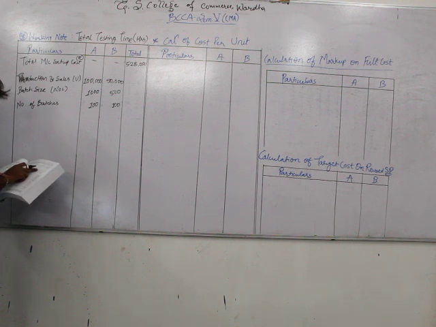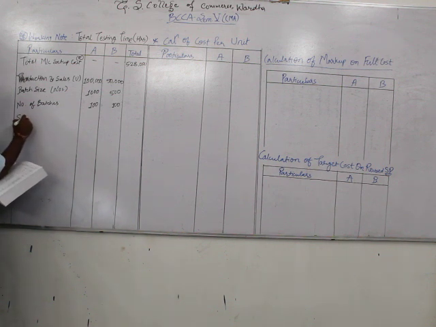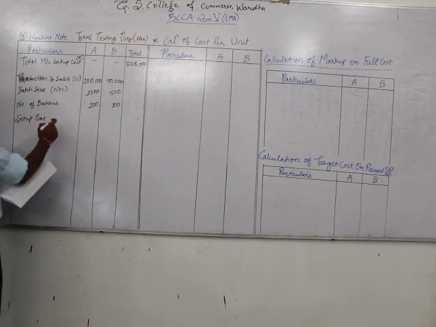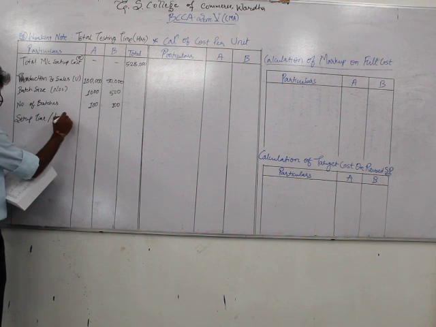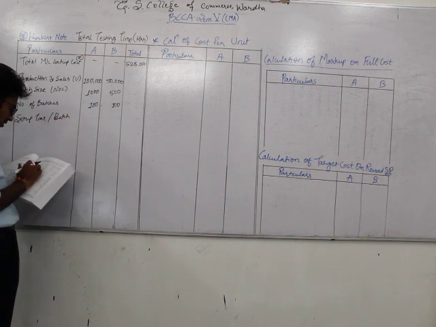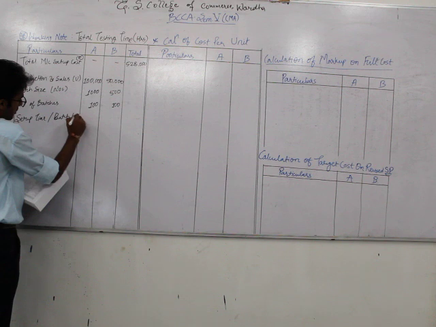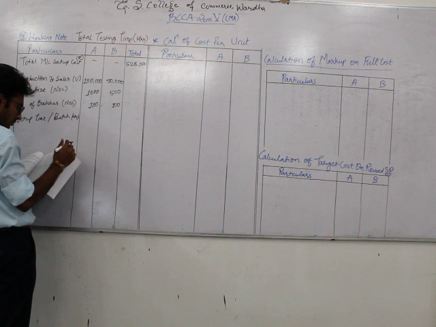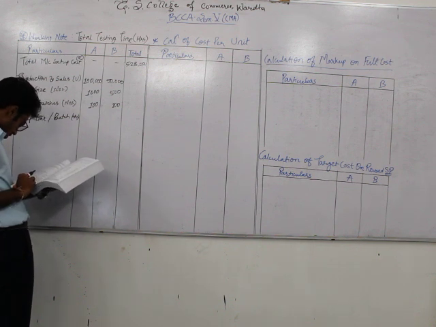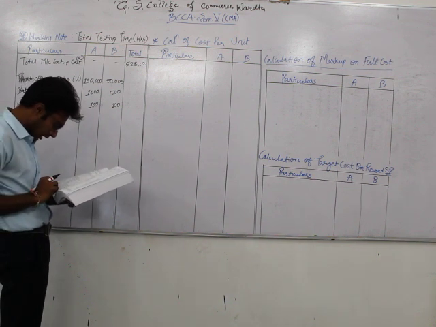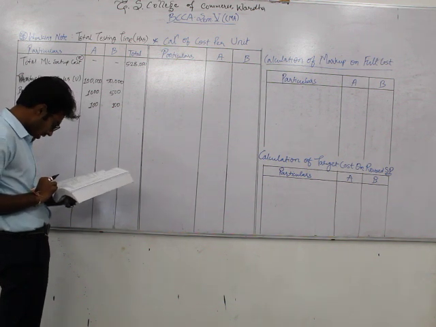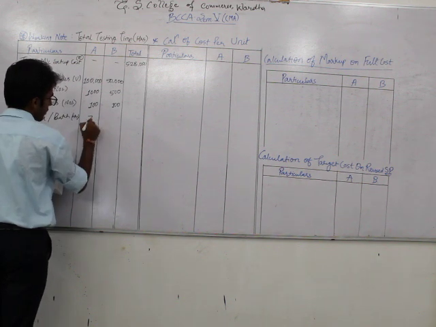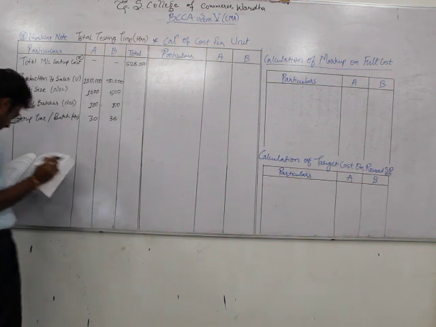After that, the next thing is setup time. Setup time per batch will be in hours, and this will be in numbers. So in hours we have it in our question, in the third table, second point, setup time per batch, 30 hours and 36 hours.